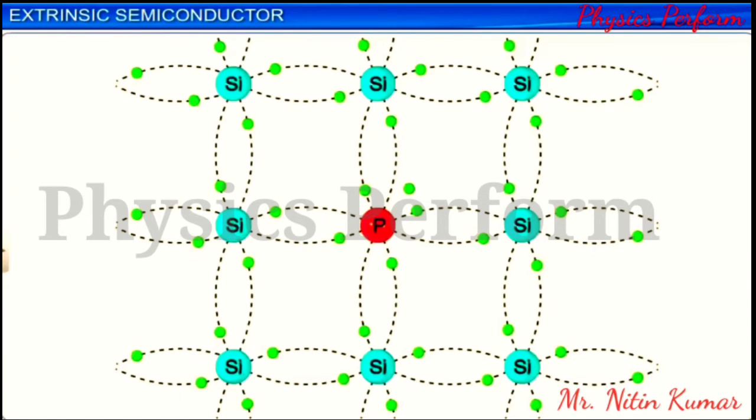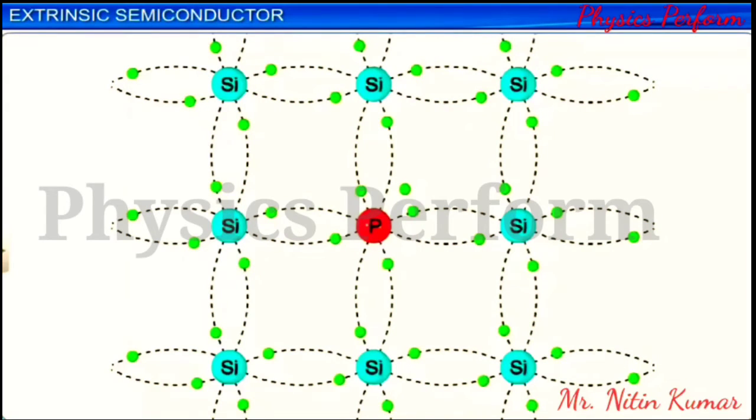Now let us see what happens when a pentavalent dopant, say a phosphorus atom, is added to an intrinsic silicon semiconductor crystal lattice. A pentavalent dopant atom in the crystal lattice of the semiconductor forms covalent bonds with 4 neighboring atoms of the semiconductor.